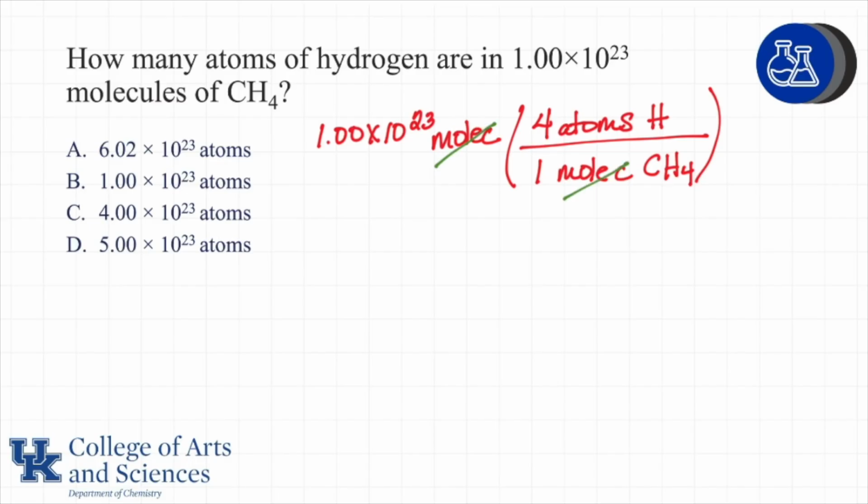Molecules will cancel out, and we can do the calculation and find that we get 4.00 times 10 to the 23rd atoms of hydrogen. Given the numbers, you might have been able to do this in your head without setting it up. But learning how to set it up with a simpler problem will make it easier when we do more complicated ones. So C is the correct answer.